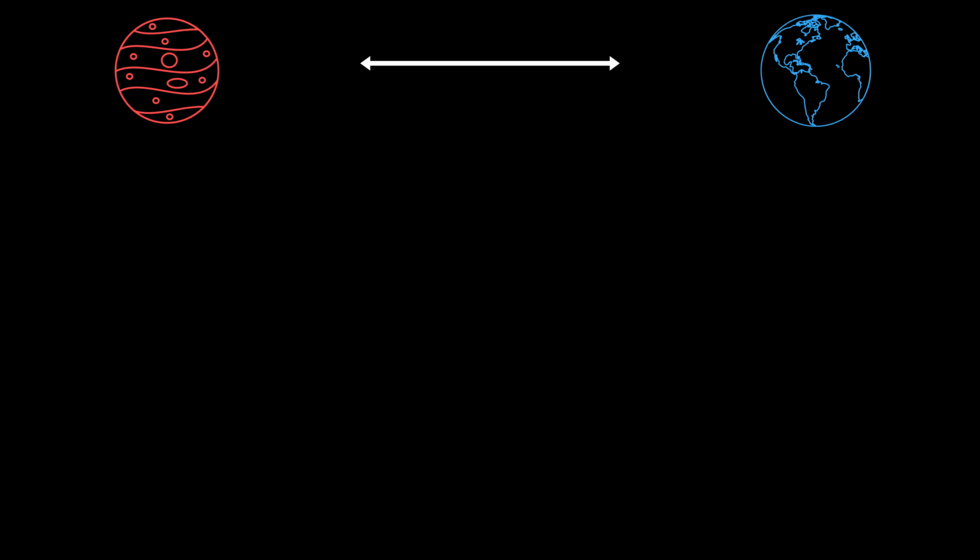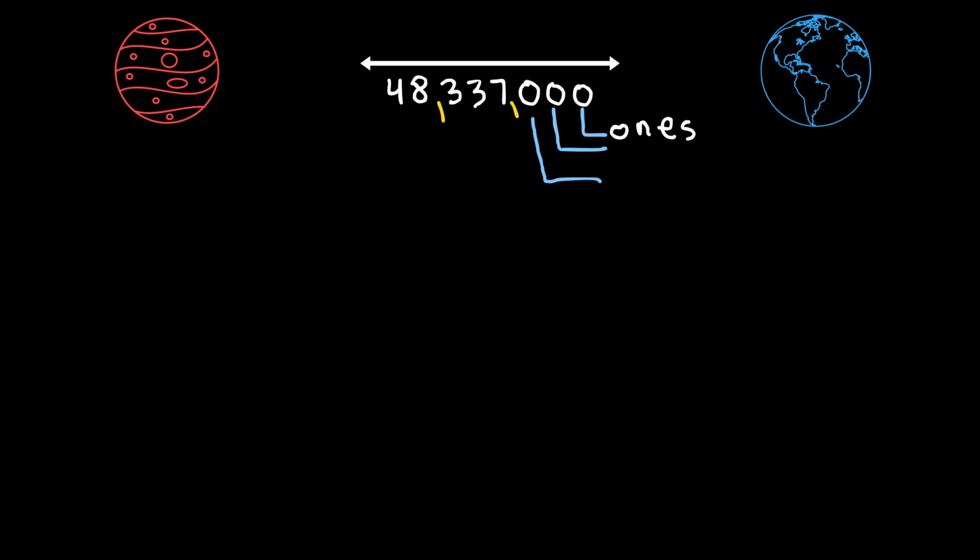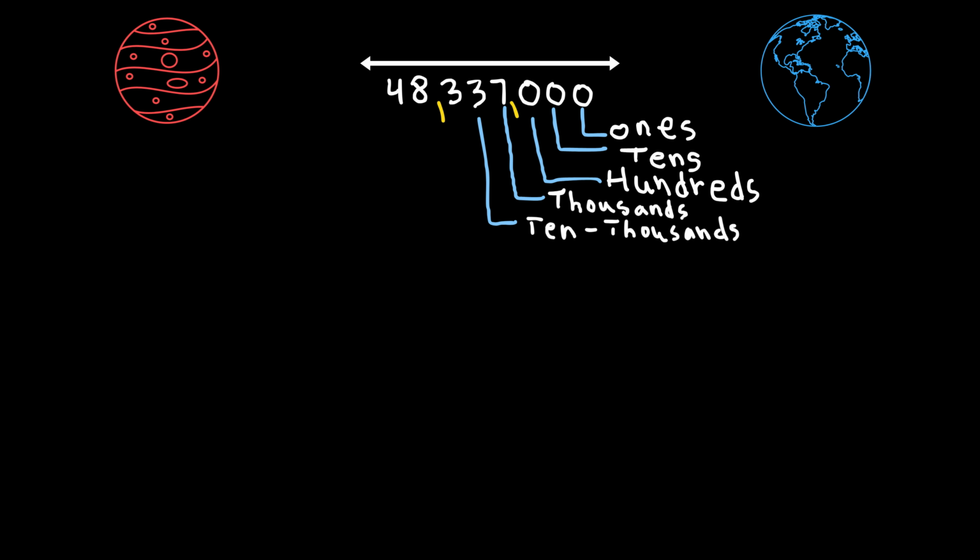Now, let's say the distance from Earth to Mercury is 48,337,000. Now, let's give these digits a place value. Let's start with the zeros. So the first 0 is under the ones place value. The second 0 is under the tens. The third 0 is under the hundreds, 7 thousands. 3 under the 10,000s place value. The 3 is under the 100,000s place value.